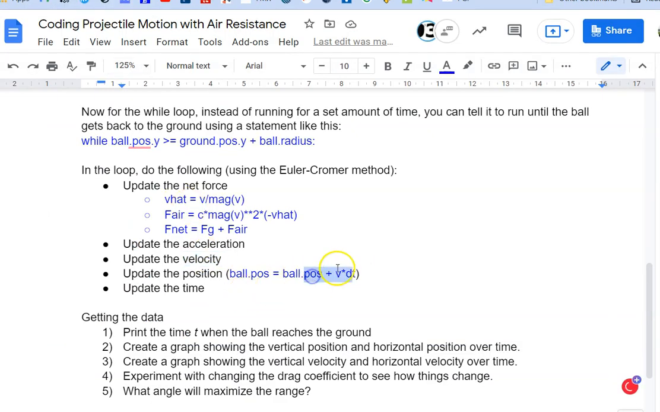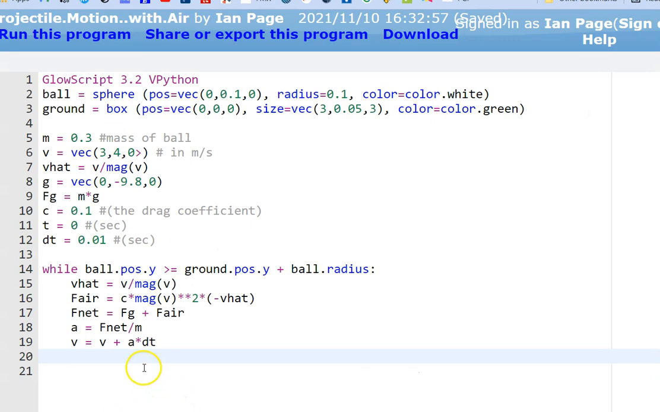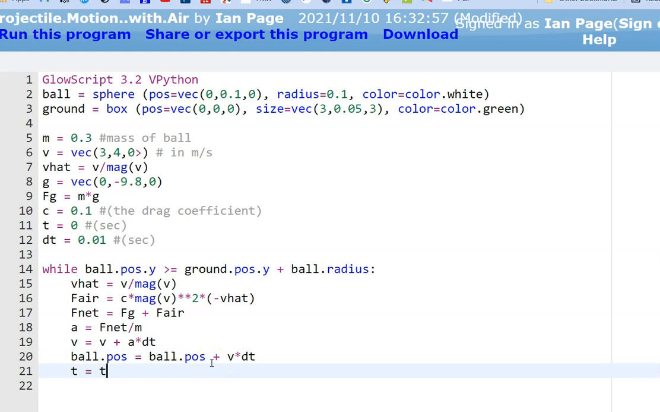Then once we do that, we are going to update the position. And here I give you, again, the code that you have to write. It's ball.pos equals ball.pos plus v times dt. And then we want to increment time.